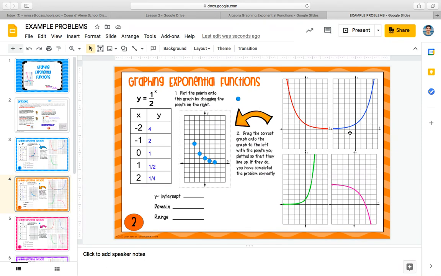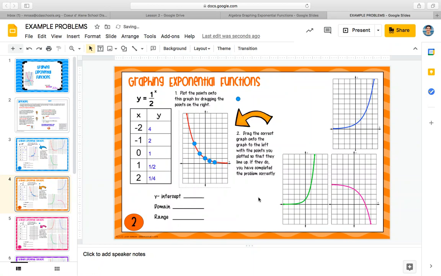Well, obviously, it's not the green and the blue because those are positives, and that's if we have a base of a whole number. Pink is actually being translated up 1, 2, 3, 4 units, and then it's also going down. So therefore, our only option is this red. Place it right on top, and look at that.